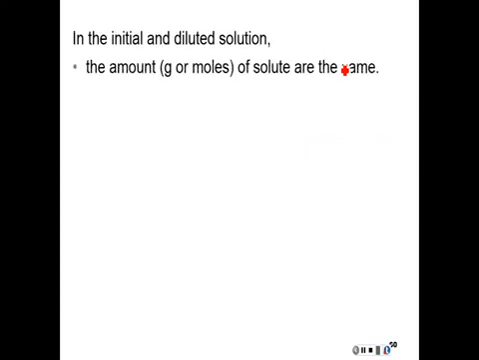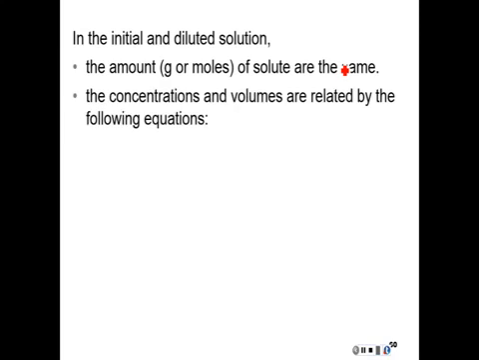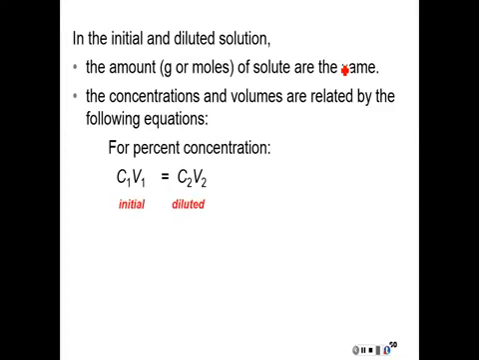So in the initial and diluted solution, the amount of the solute, which can be measured in grams or moles, is the same. It's just the concentrations and the volumes that are going to change. So the concentration always goes down as the volume goes up. So for percent, we could use C1V1 equals C2V2. C just means concentration, and V is for volume. The initial would be the 1s, diluted the 2s. And for molarity, we would have M1V1 equals M2V2. Now technically, it's the same formula. And so we're going to be using these when we want to calculate or answer some dilution questions.